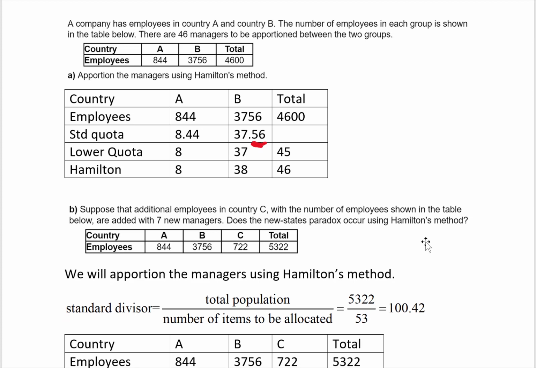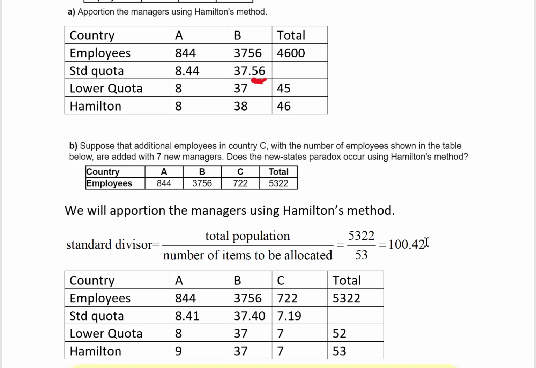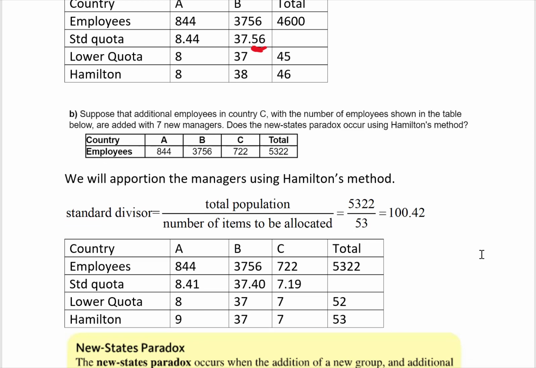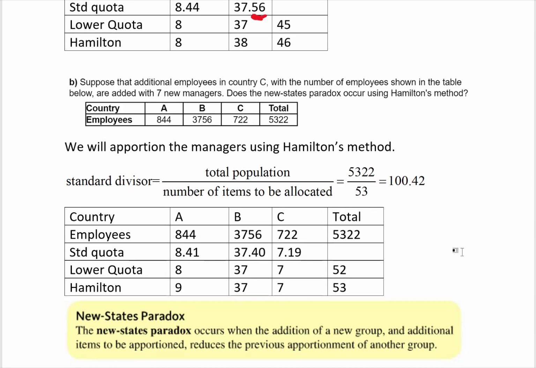Now suppose the additional employees in country C, with the number of employees shown in the table below, are added with 7 new managers. So now instead of 46, I have 53 managers with a total of 5322 employees. And we want to apportion using Hamilton's method. So my standard divisor now is 100.42. I did my allocations down here. I did my standard quota, I rounded down. I see I've got one additional manager to allocate, and it's going to go to A because A had the largest decimal, 0.41. And so here's my allocation.